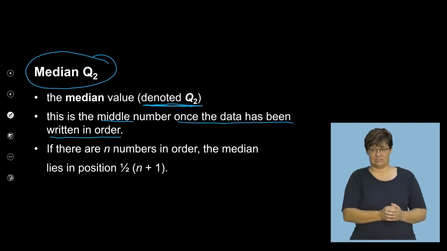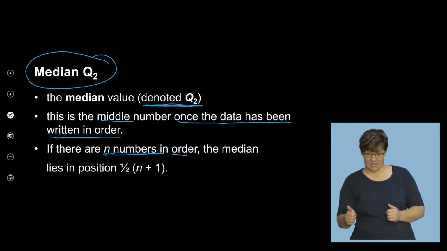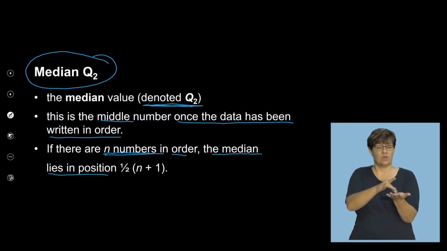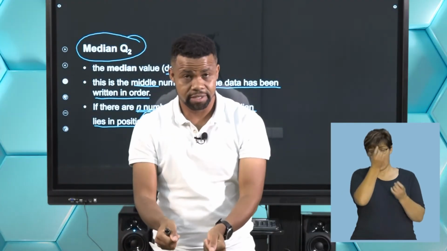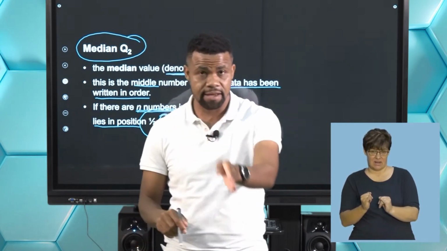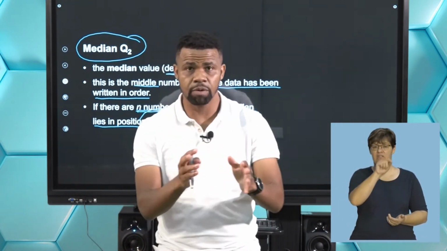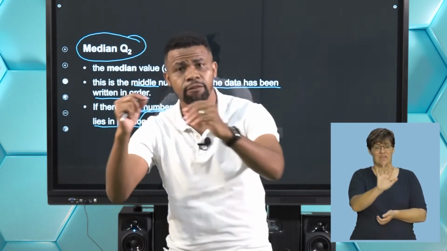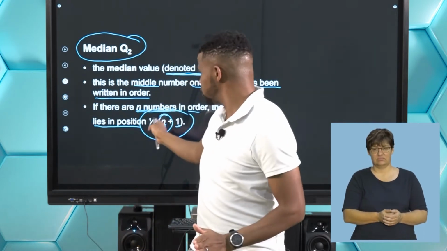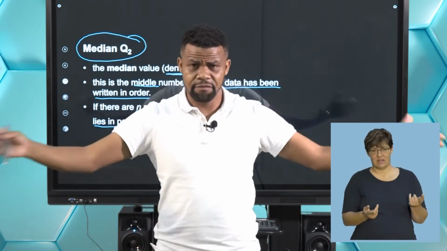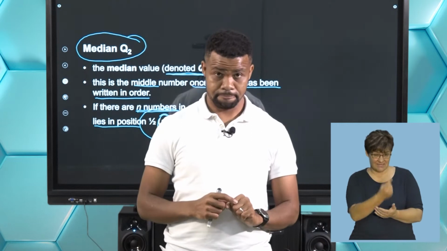If there are n numbers in order, the median lies in position (n plus 1) divided by 2. Okay, what is n? If I have 10 data points, n will be 10. So 10 plus 1 is 11. 11 divided by 2 will be 5.5. Then at position 5.5, I'll find my median. I will use this formula if I have a large data set. If I have a small data set, I can arrange from the smallest to the highest and actually find my median. Okay, makes sense.